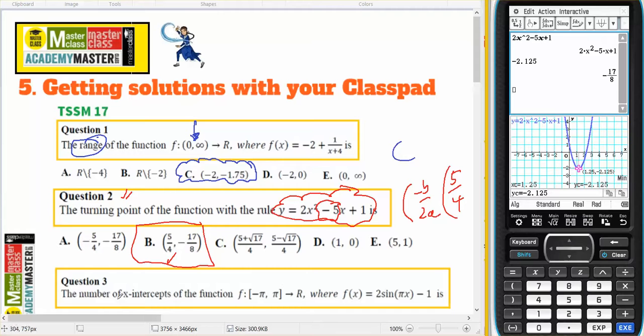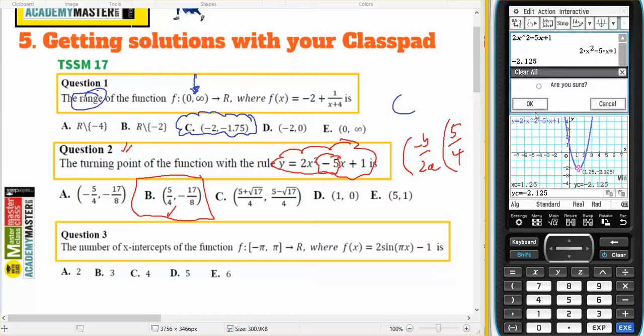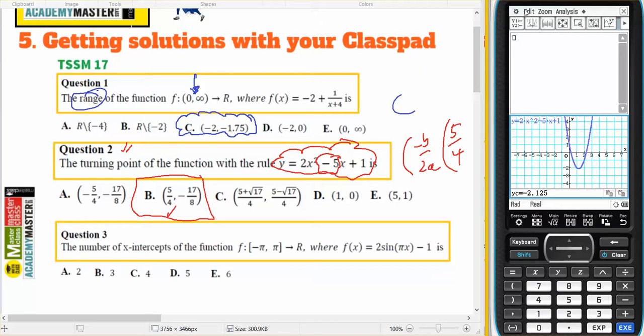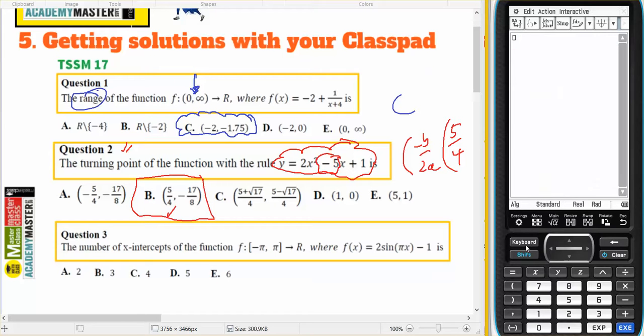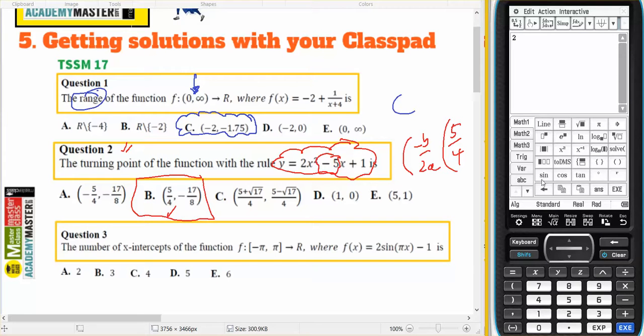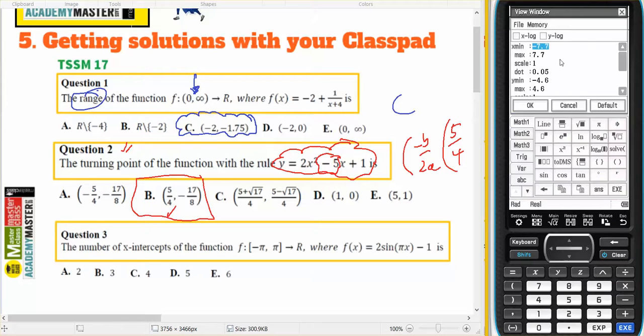And part 3, the number of x-intercepts for this function is the number of x-intercepts. Again, I'm going to sketch it. So I've got 2... sine, no, go back into main, bring up the keyboard. I've got 2 sine pi x minus 1. Press exit just to make sure it's all correct. Very good. I'm going to change my domain from minus pi to pi. So negative pi through to pi.